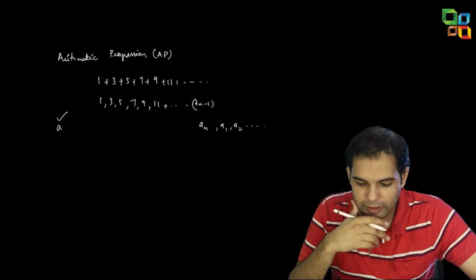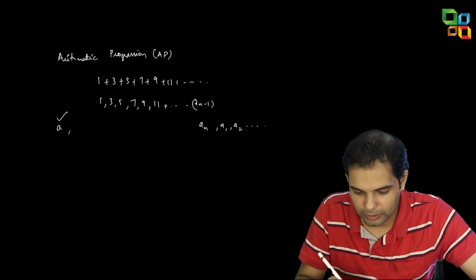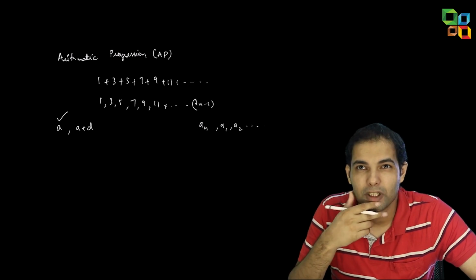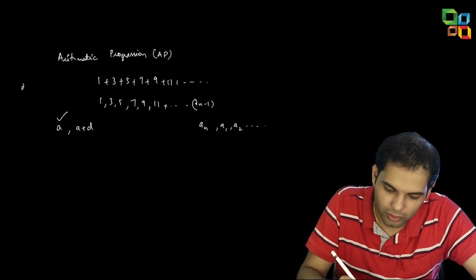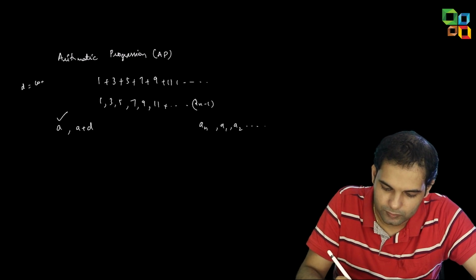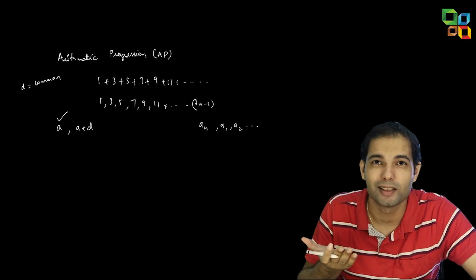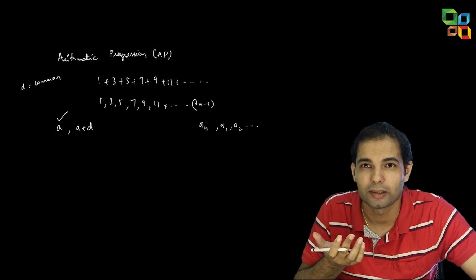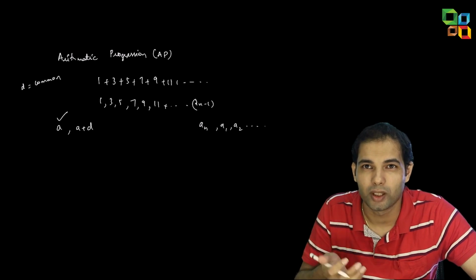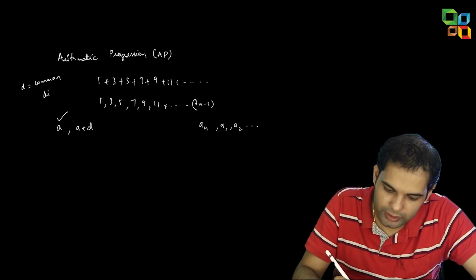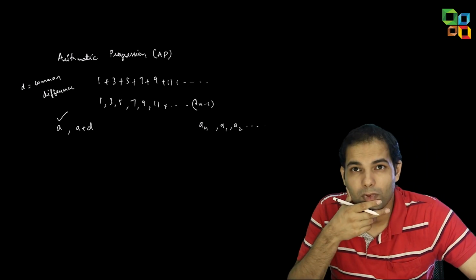A. Can you tell me what would be the next term? It would be A plus D. So D is nothing but your common difference. That is the definition itself, right? The difference remains common, correct? That's what is arithmetic progression. So it's named that way. So it's common difference.